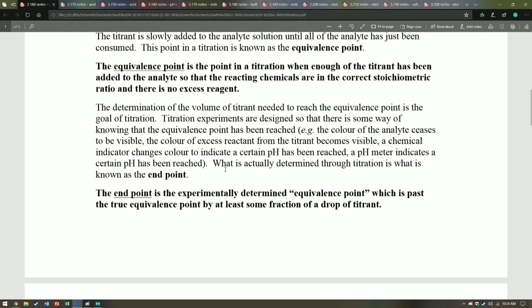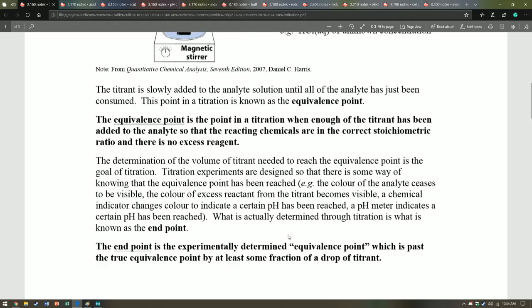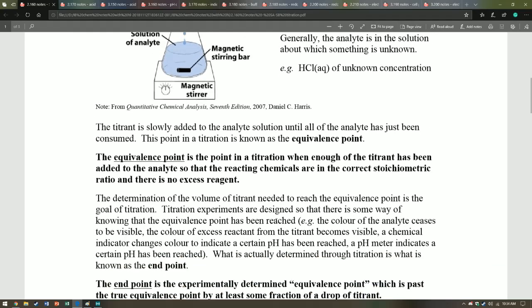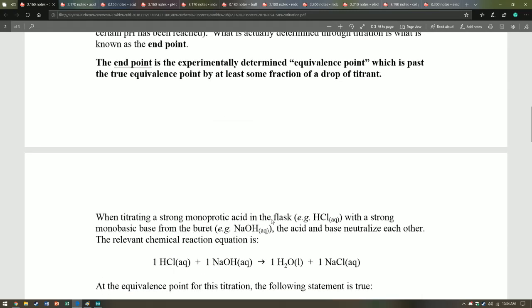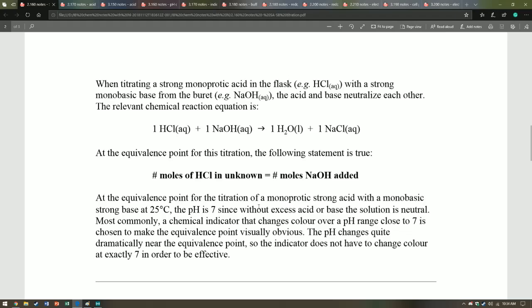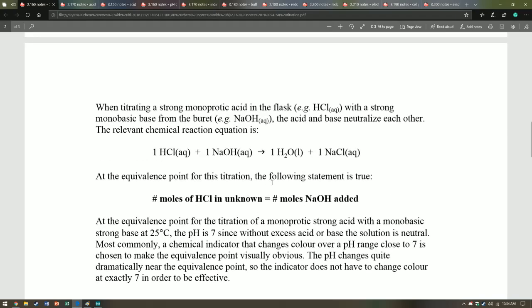Now, the end point is actually what you determine in the lab using the indicator, the change of color of the indicator, or a disappearance in color, but generally you do it through a change in color. So at the equivalence point, at least for this type of titration, the following statement is true: the moles of this equals the moles of that added.